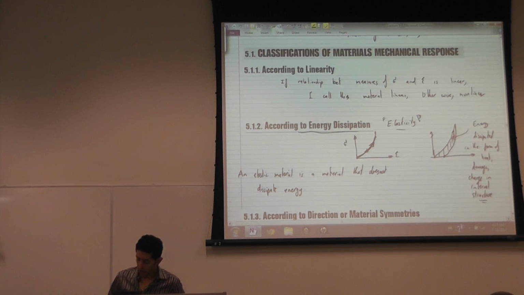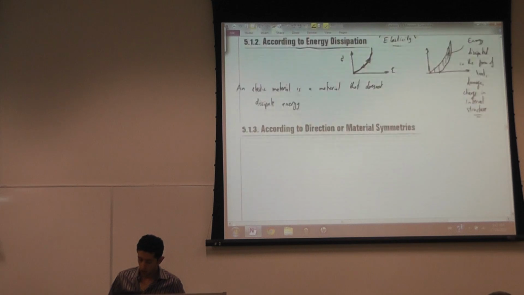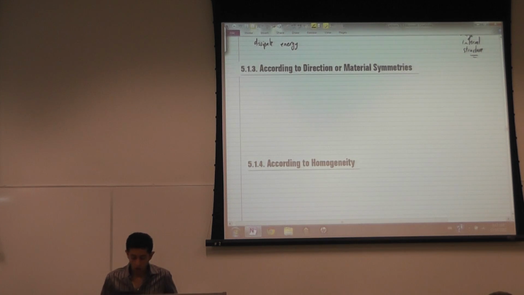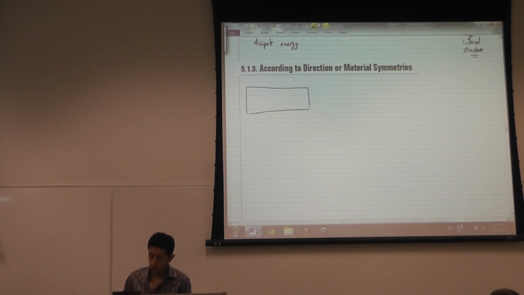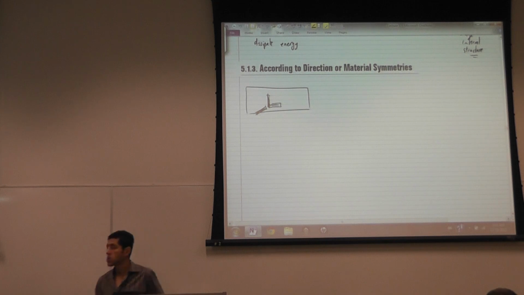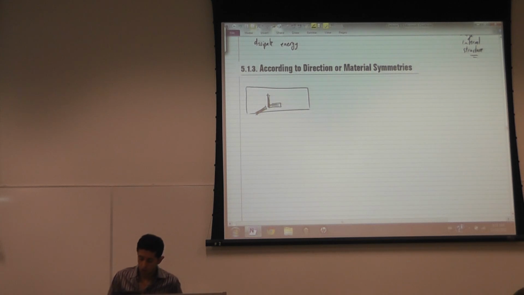According to direction or material symmetries, if this is the object or the material, if the relationship between the stress and the strain in this direction is exactly the same as the relationship between the stress and the strain in this direction, and in this direction, I call this material isotropic.